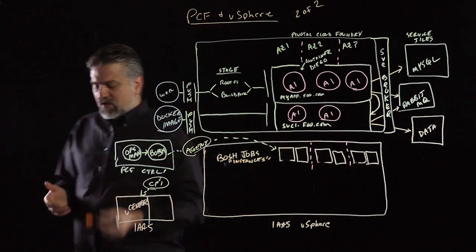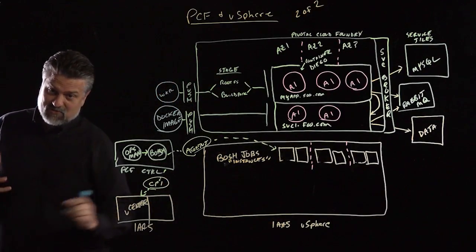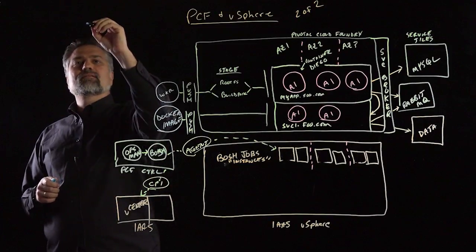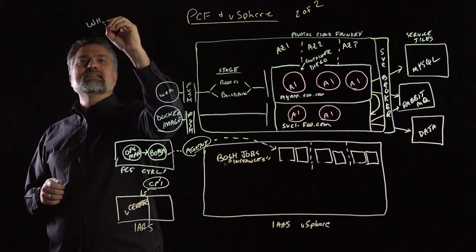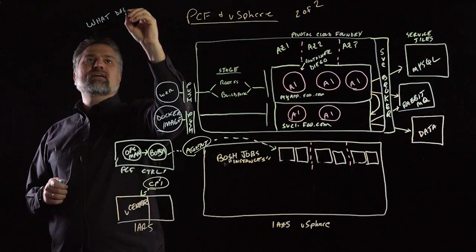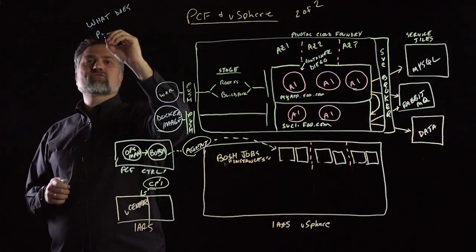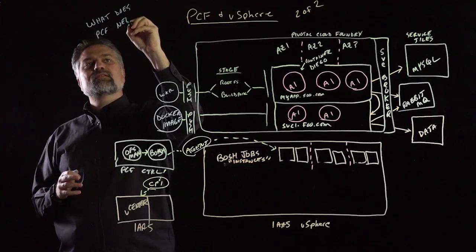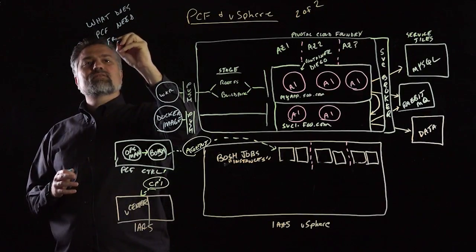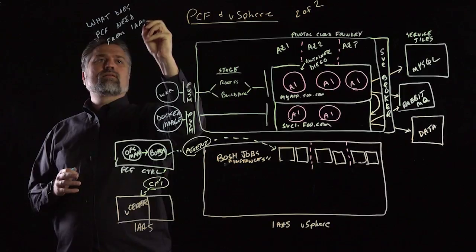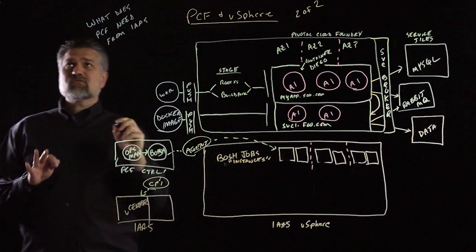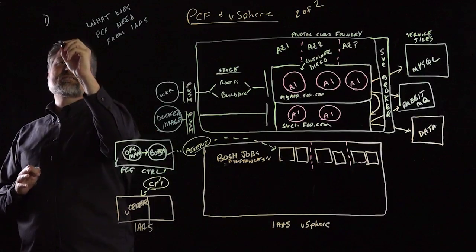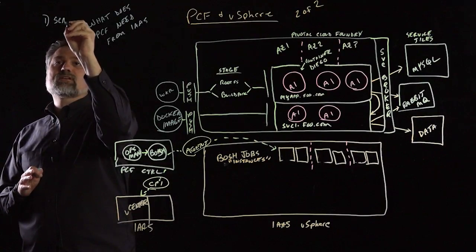So what are the key things? We're going to try to answer that in this lightboard session. What are the key things that PCF needs from its IaaS, or infrastructure as a service? So Pivotal Cloud Foundry, what does Pivotal Cloud Foundry need from its IaaS? There's really three key things that we're going to focus on here. The first is that we need to have scalability. We need to have scale.